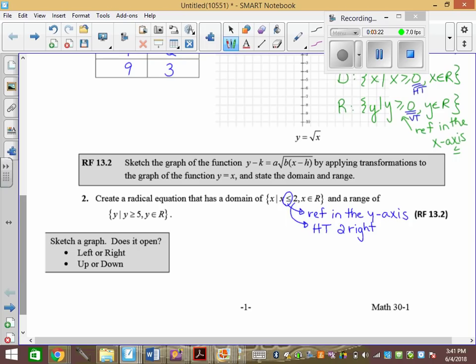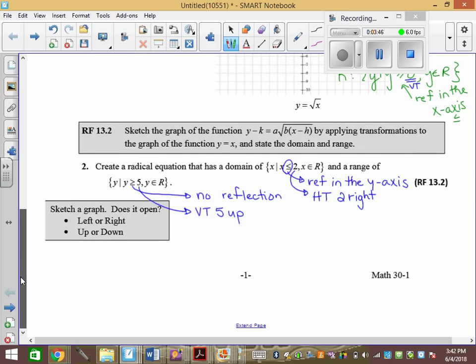Because my stretches do not affect my domain. Because if I multiply by a positive number, it's not going to change anything. Now this one is greater than. So I don't have a reflection. And my vertical translation is 5 up.